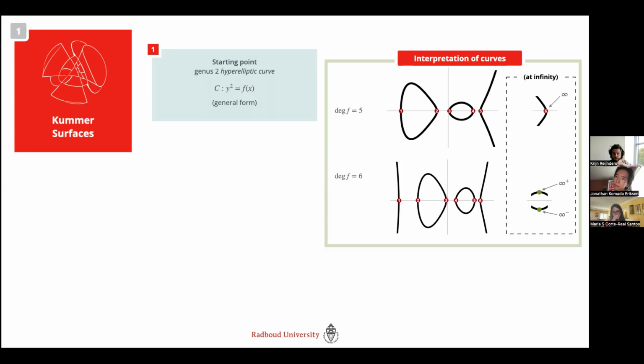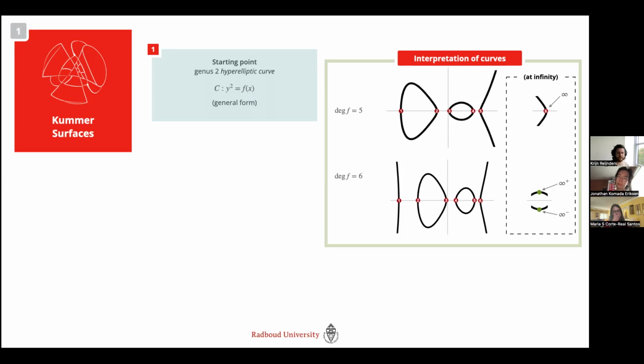Whereas in degree 6, you have these 6 points crossing the y-axis already in the affine part, and then at infinity you get 2 values of infinity. And you'll see that this difference between these two curve shapes will show up in other parts as well, but usually you can translate back between these two forms, similarly to the genus 1 case. So if you have a rational point on your curve where the degree of f is 6, you can translate it to put that rational point at infinity and get a degree 5 model, and vice versa.